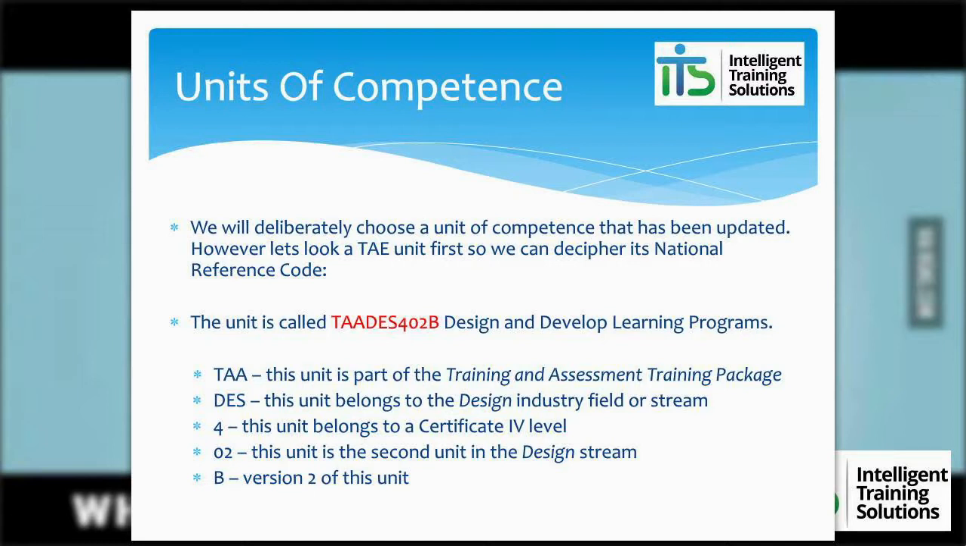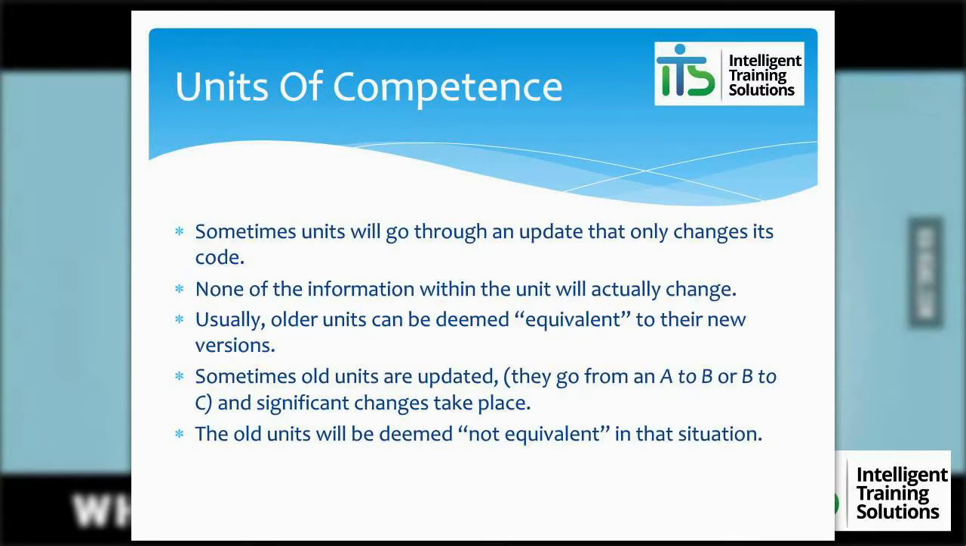This unit will go from a B to a C. So even though in this qualification there's 10 units of competence, 9 of them are Bs, there's going to be 1 C in there. Who cares? We just make sure we're using the latest version and everyone's a winner. Sometimes units will go through an update that changes the code, none of the information.